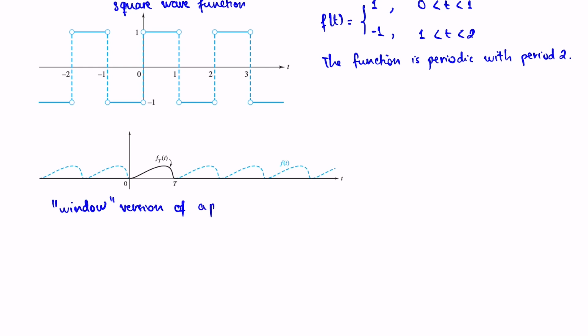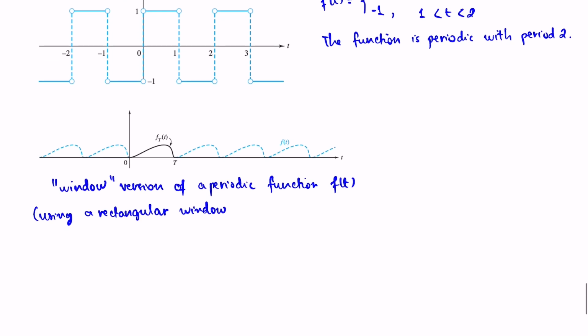So this is the window version of a periodic function f of t using a rectangular window whose width is the period.